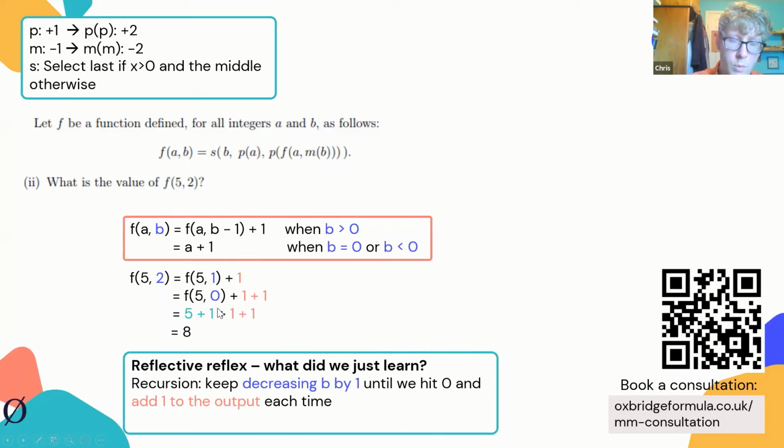And we've got a plus 1 for every time we did that. And then at the end, when we hit 0, we just get 5 plus 1. Or in general, it would just be A plus 1. So that's our last step. So now we'll keep this in mind, and now let's go to part 3.